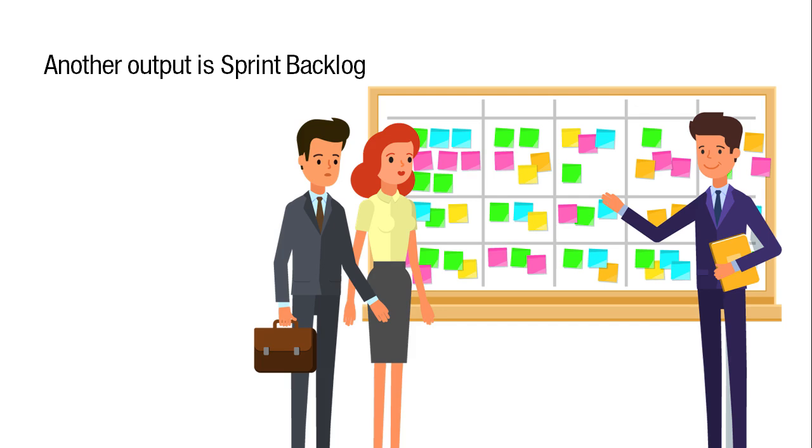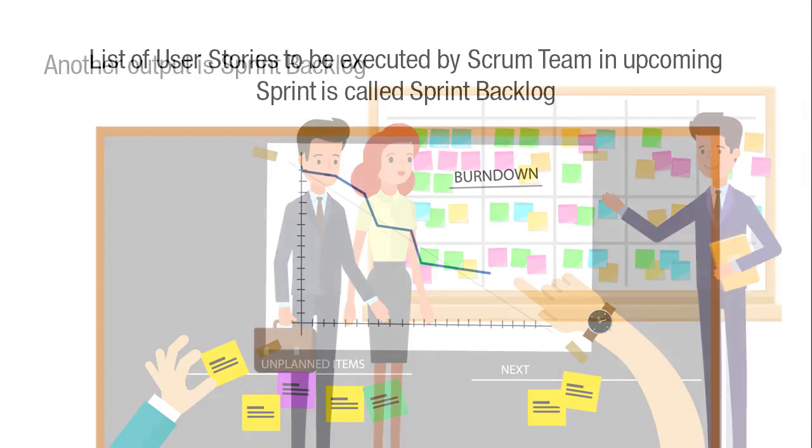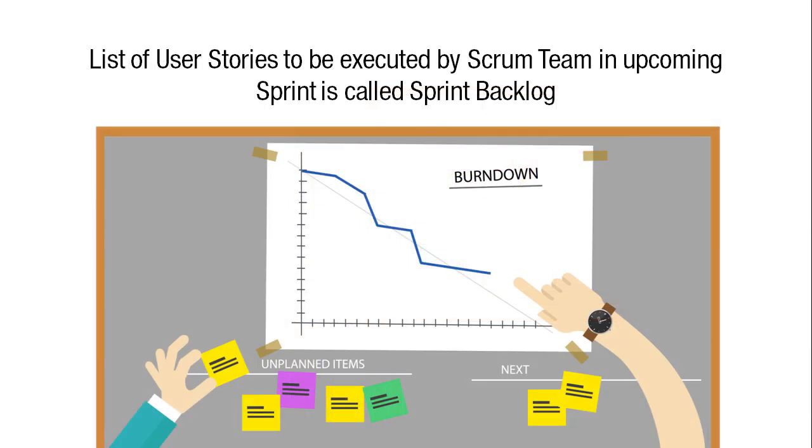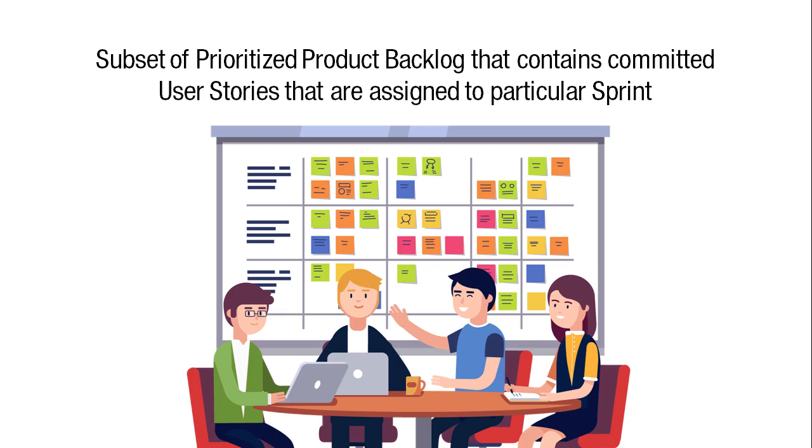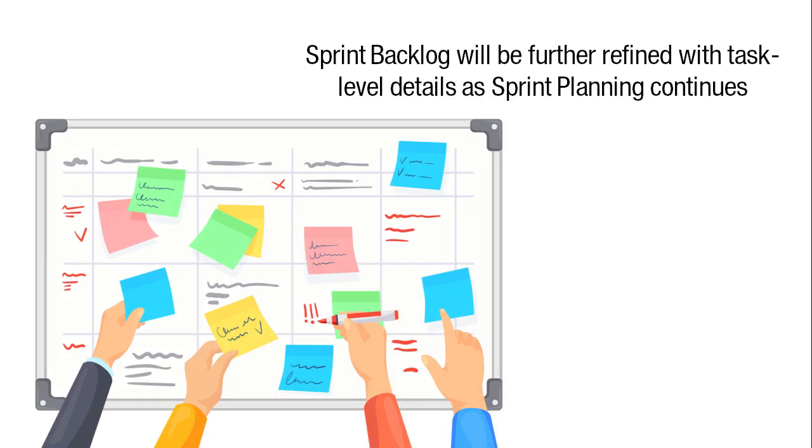Another output is the sprint backlog. The list of the user stories to be executed by the Scrum team in the upcoming sprint is called the sprint backlog. This is a subset of the prioritized product backlog that contains the committed user stories that are assigned to a particular sprint. The sprint backlog will be further refined with task-level details as sprint planning continues.